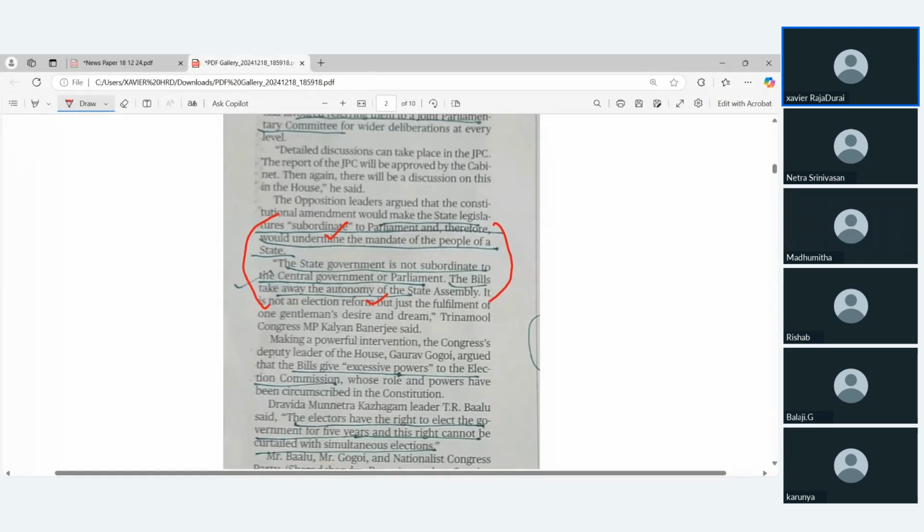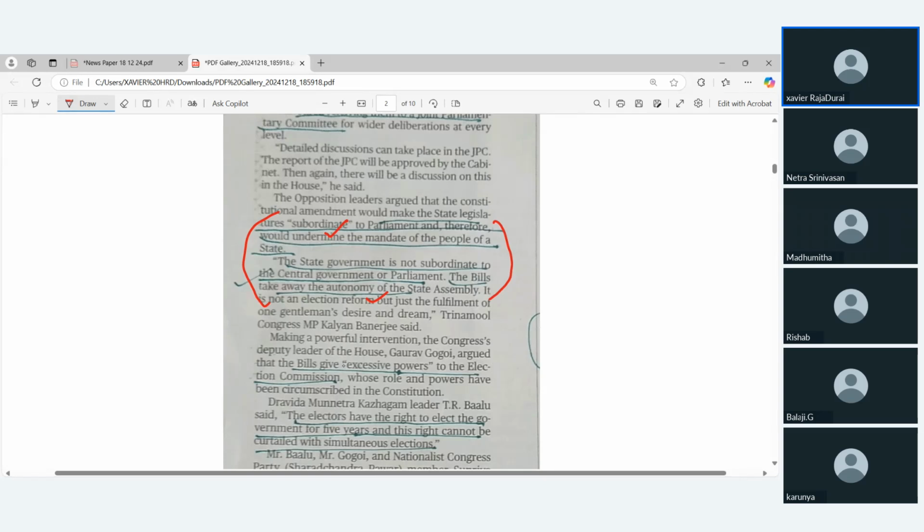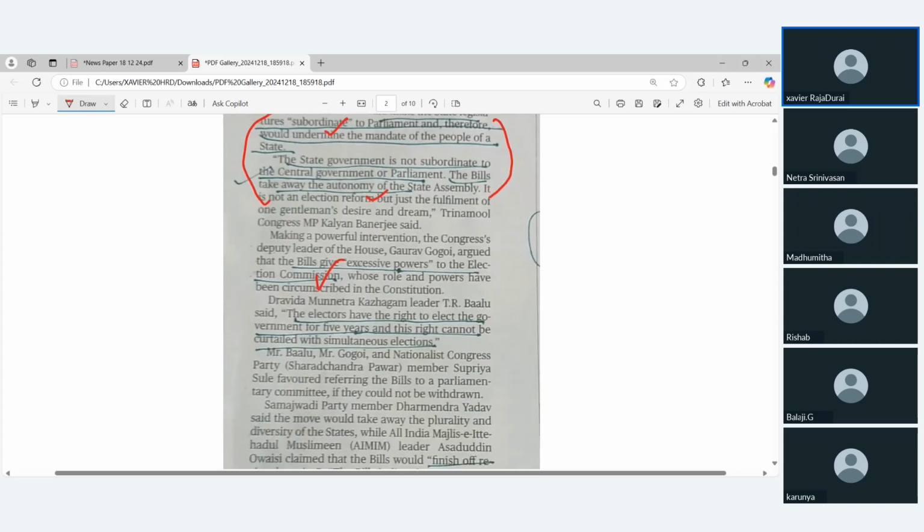And another one, Congress argued the bill gives excessive power to the election commission. Okay, if it gives excessive power to the election commission, then again state autonomy is gone. And the DMK leader says the electors have the right to elect the government for 5 years, and this right cannot be curtailed with the simultaneous elections.